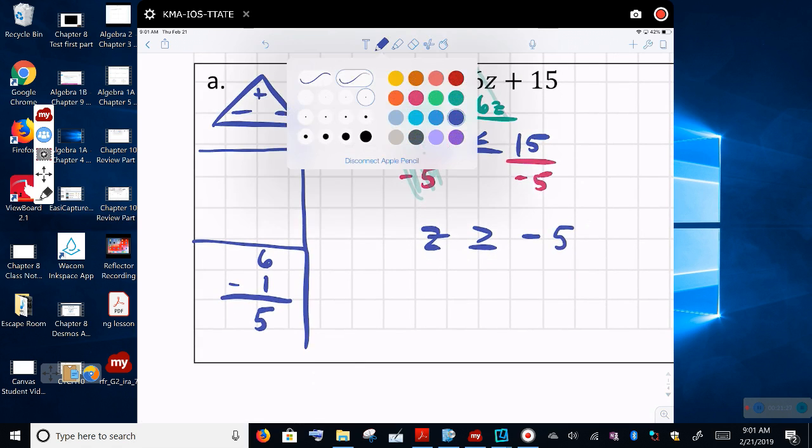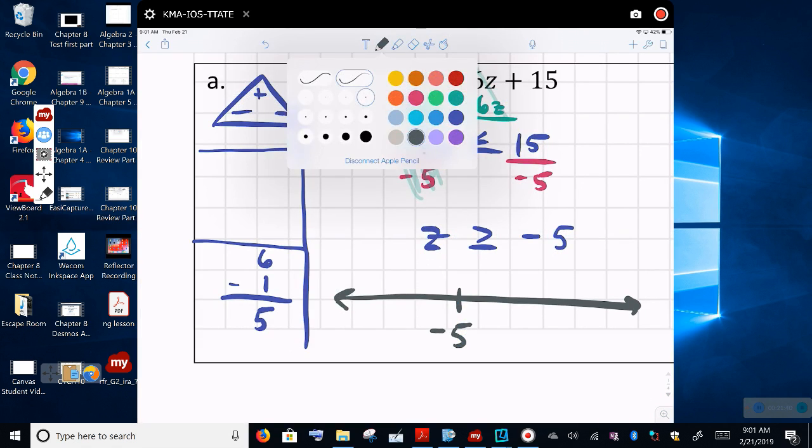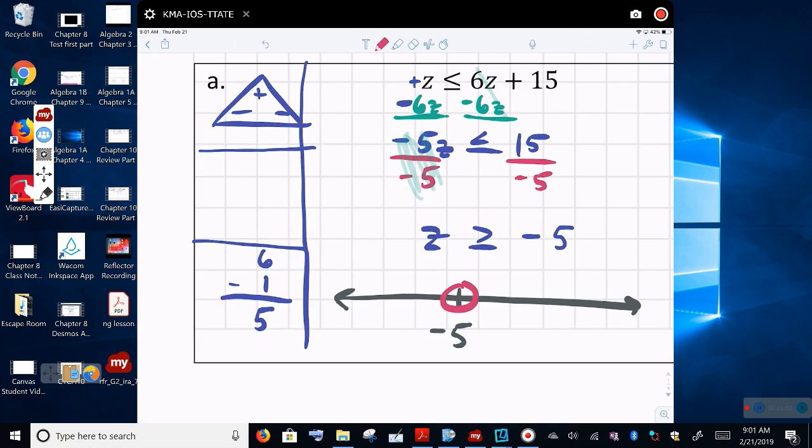Not that they asked for it here, but it can't hurt to practice this real quick. I'm going to plot this on a number line. The one number that I care about is negative 5. Put a circle. This one I know is going to be closed because it's the or equal to. And my variable is on the left, so I know that I can just shade to the right because my inequality is pointing to the right.